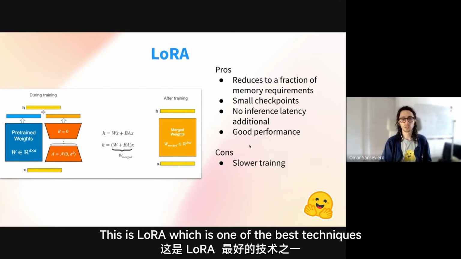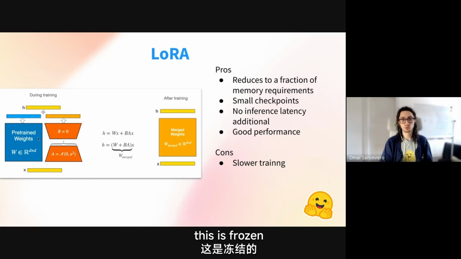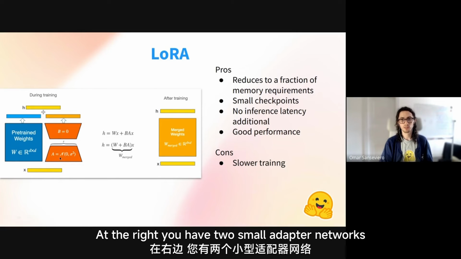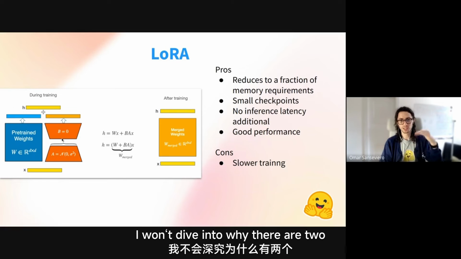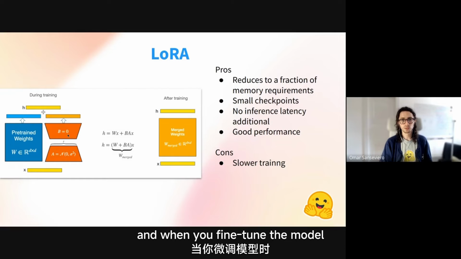So this is LoRA, which is one of the PEFT techniques. So here at the left, you have the original pre-trained model. This is frozen. Here at the right, you have 2 small adapter networks. I won't dive into why there are 2, but you have 2 very small adapter networks. And when you fine-tune the model, you are just modifying the orange.